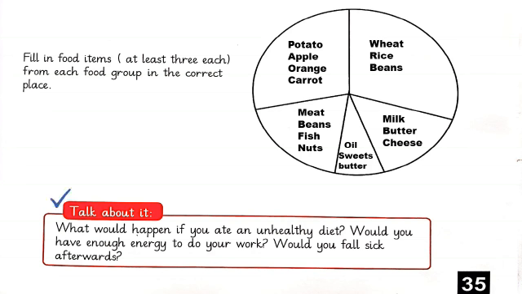A box is given in the last. Talk about it. What would happen if you ate an unhealthy diet? Would you have enough energy to do your work? Would you fall sick afterwards? It may result in poor growth, poor development, poor physical and mental health. It may result in infectious disease.